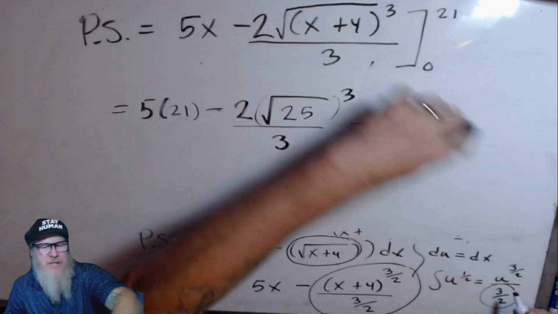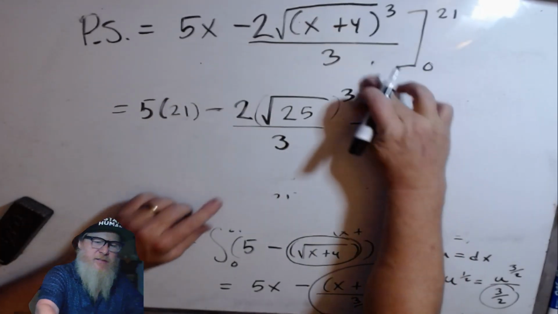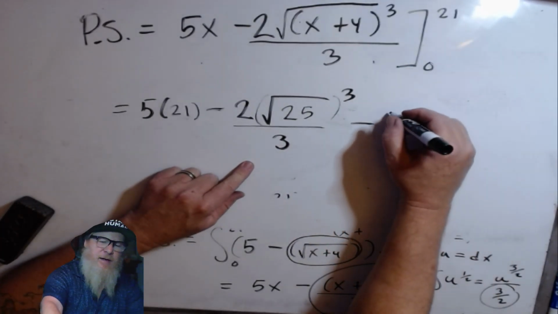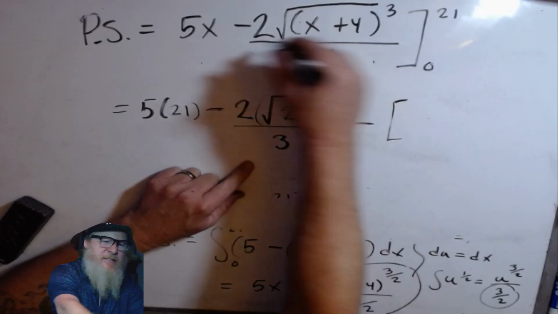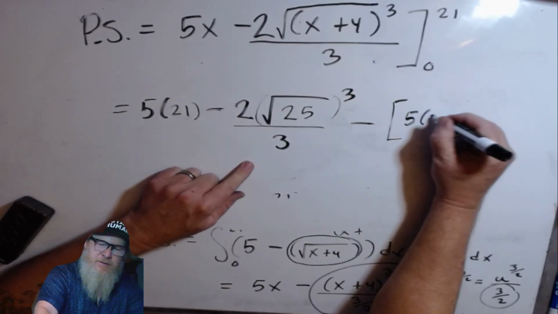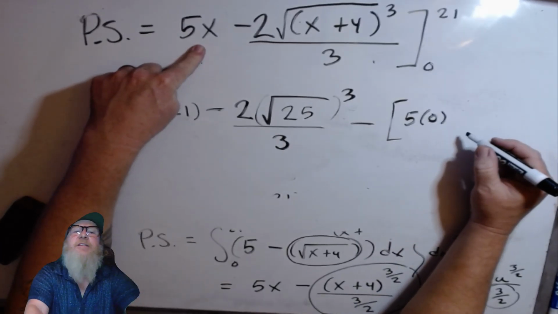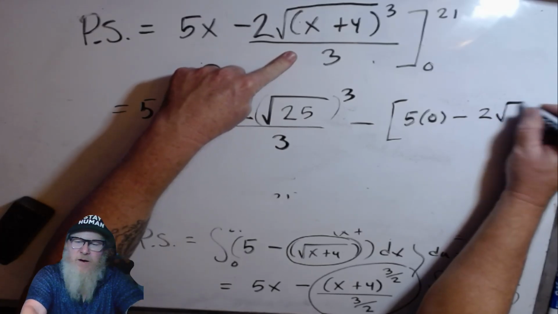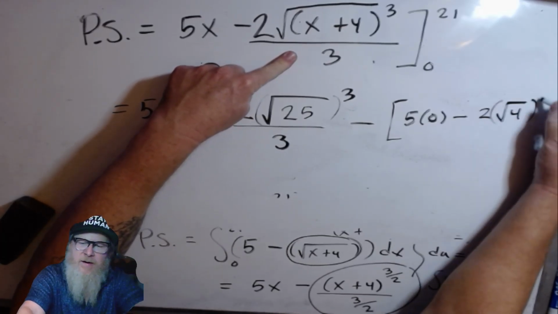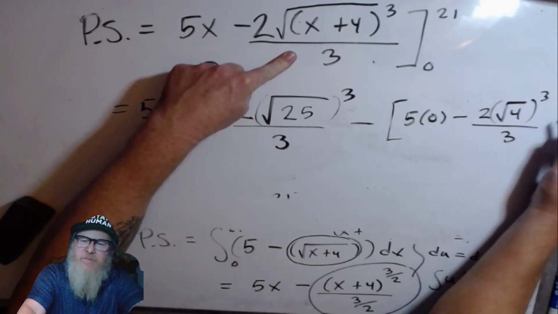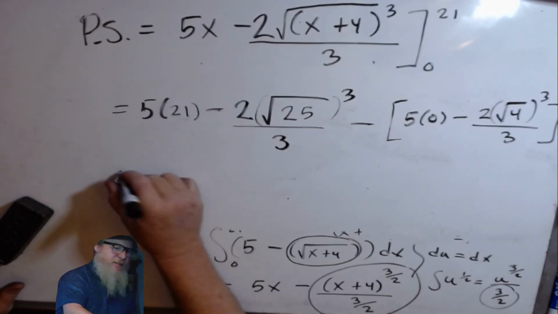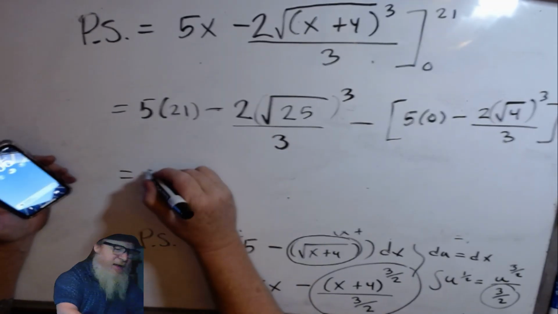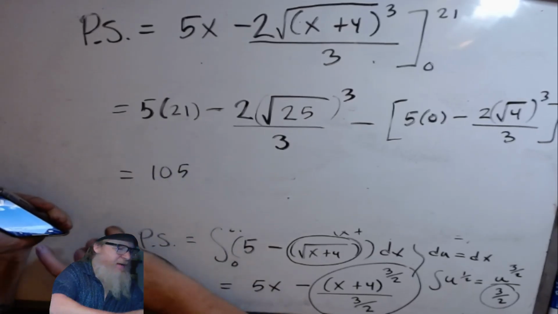If you're still watching and you haven't gotten completely lost, slow it down and just go through step by step. I'm going to plug in 0. So 5 times 0, that one's going to be 0. But then this one's not going to be 0. It's going to be the square root of 4 cubed over 3. And that, my friends, will give us our final answer. So I have 105.